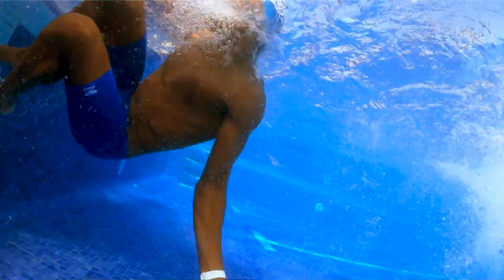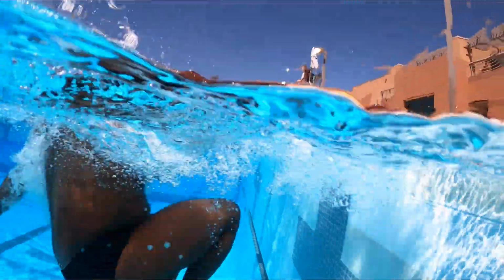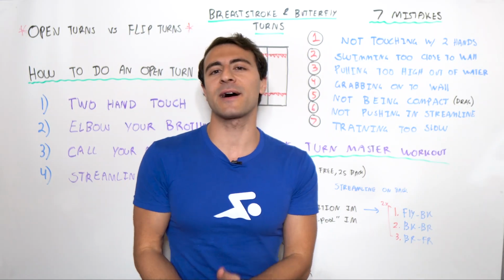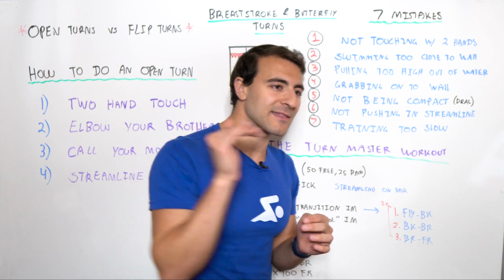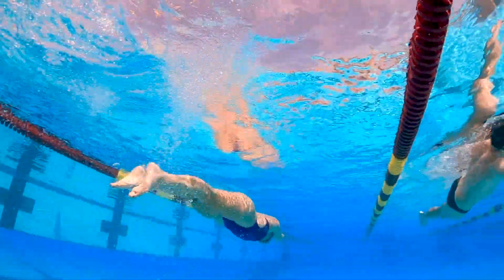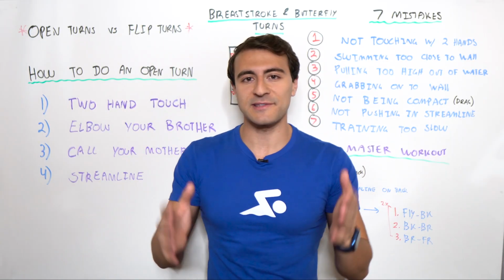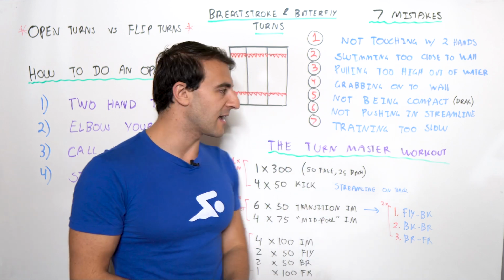Remember, the water is 800 times more dense than air, so it's so important that you are as efficient as possible and spend the least amount of time in a compact turn position and instead get to pushing off the wall in streamline, because that is the fastest part of the entire race, or even in training, that is the fastest part of your swimming, and you want to apply that to the first stroke that you take off the wall.